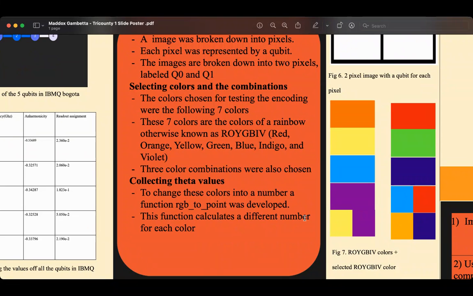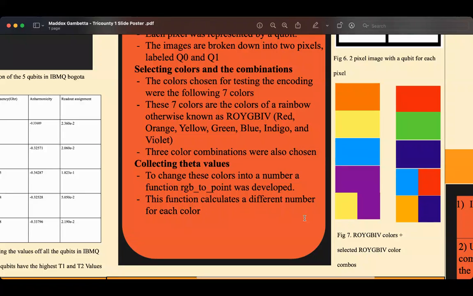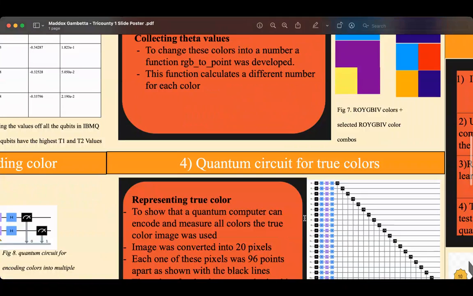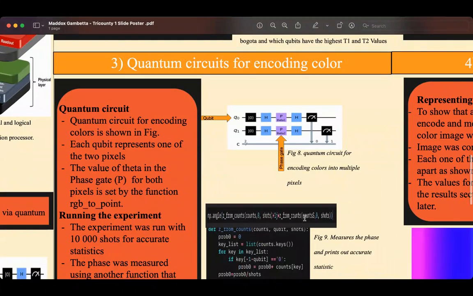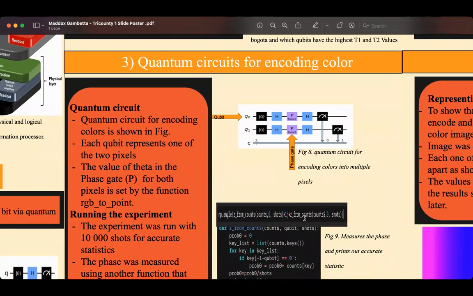I then collected the theta values. In order to change these colors into a number, a function, RGB to theta, was developed. This function calculates a different number for each color. The third step of my experiment was creating the quantum circuit for encoding color.